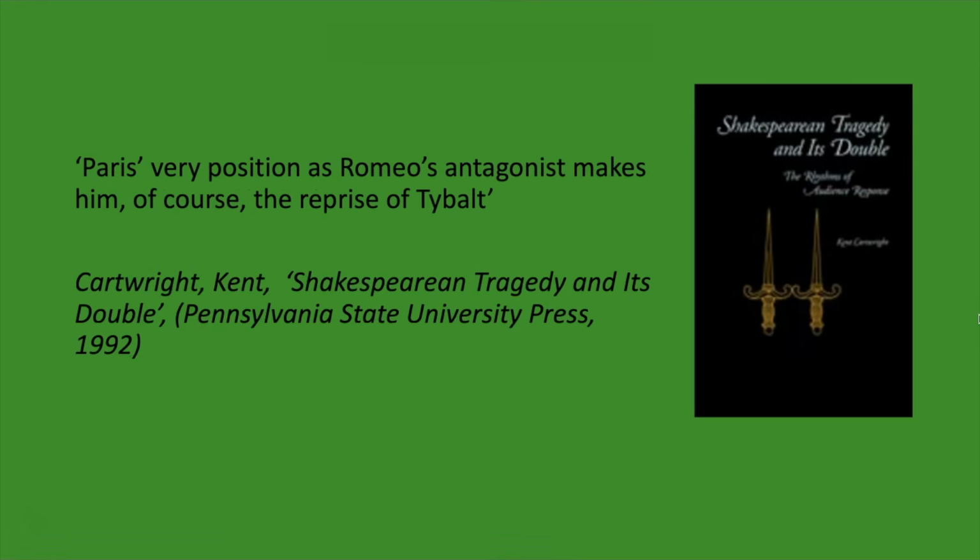Well, in Shakespearean Tragedy and Its Double, Kent Cartwright states, "Paris's very position as Romeo's antagonist makes him, of course, the reprise of Tybalt." An antagonist is a character, or sometimes a group of characters, who acts in opposition to the protagonist, the main character. The protagonist, Romeo, wants to be with Juliet, but the antagonist, Paris, gets in his way, resulting in a fight to the death.